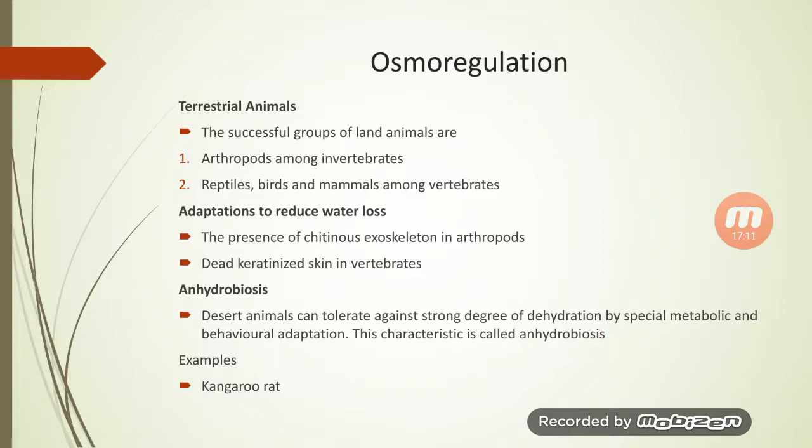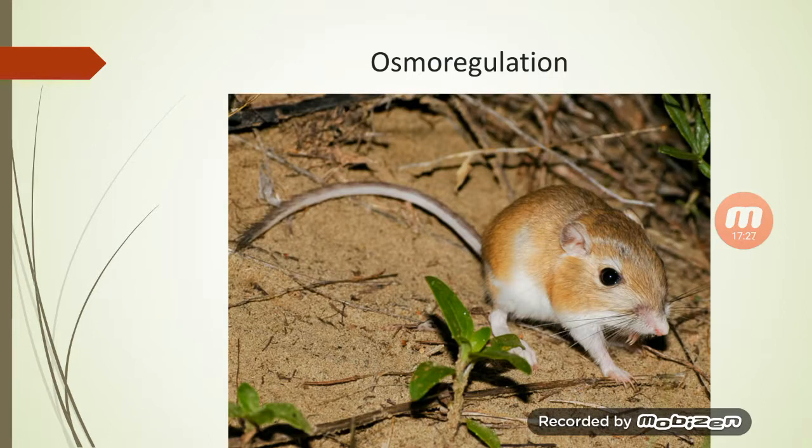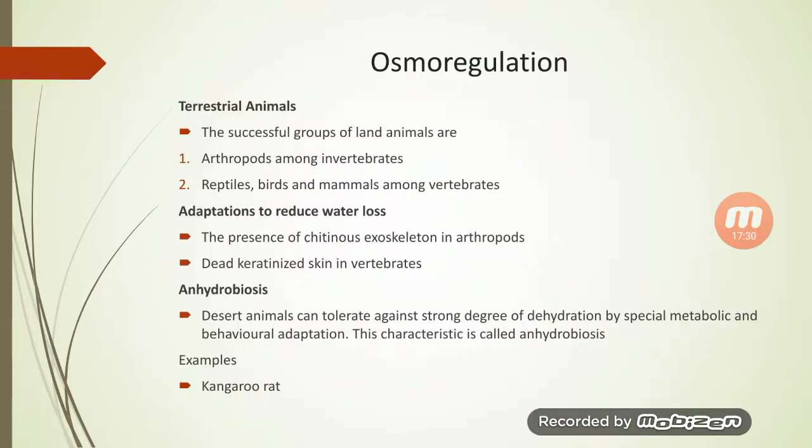Now finally, the terrestrial animals. The most important feature of the terrestrial organisms is that they do not let the water go out from their bodies, and the perfect example is the kangaroo rat. Another important characteristic is found in terrestrial organisms, and that is anhydrobiosis. Now, what is anhydrobiosis? It is basically a unique characteristic that can withstand dehydration to a larger extent and tolerate the dehydration in the external environment.